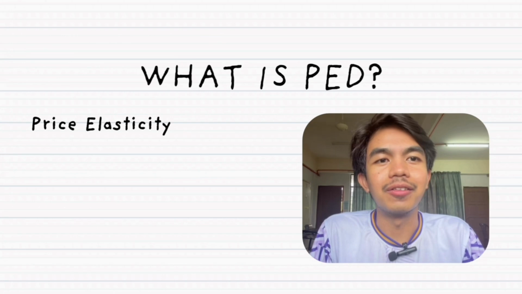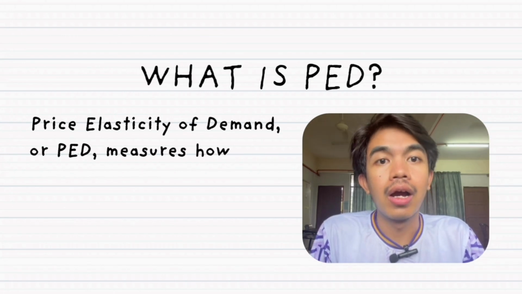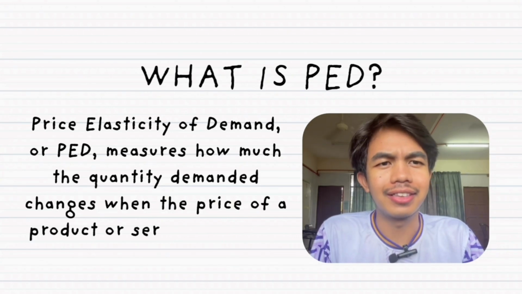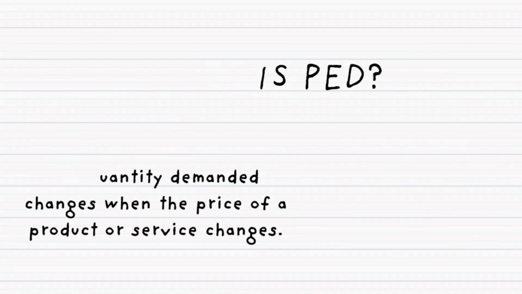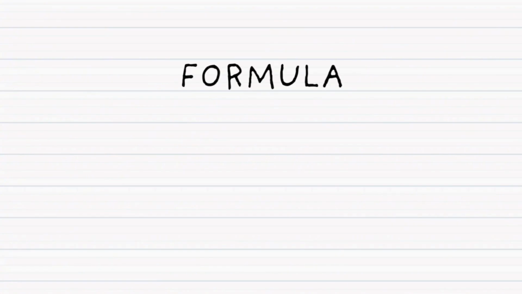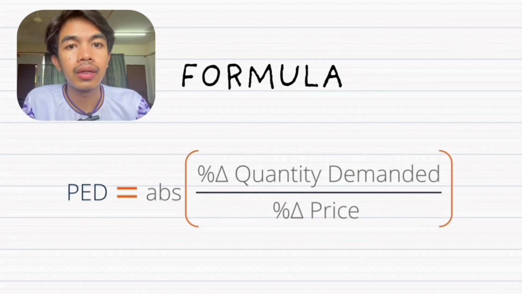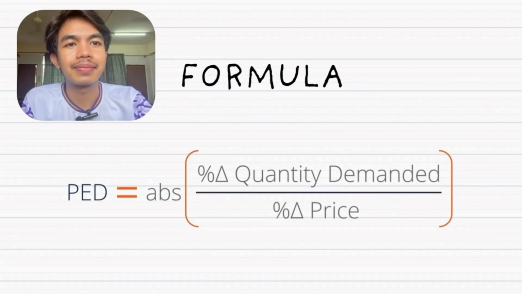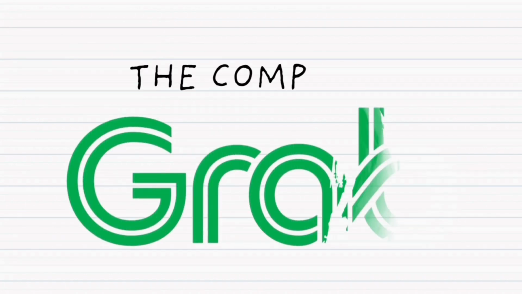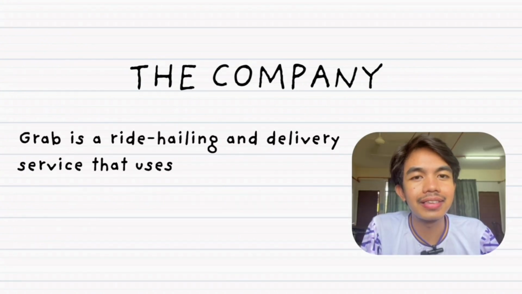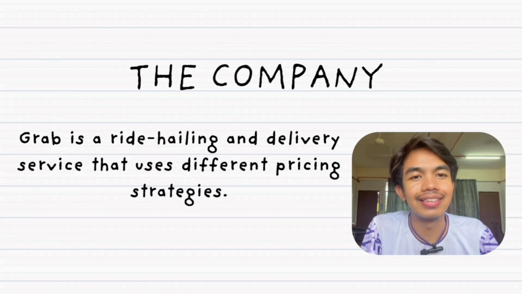Price elasticity of demand, or PED, measures how much the quantity demanded changes when the price of a product or service changes. This formula compares the percentage change in quantity demanded with the percentage change in price. Grab is a ride-hailing and delivery service that uses different pricing strategies.